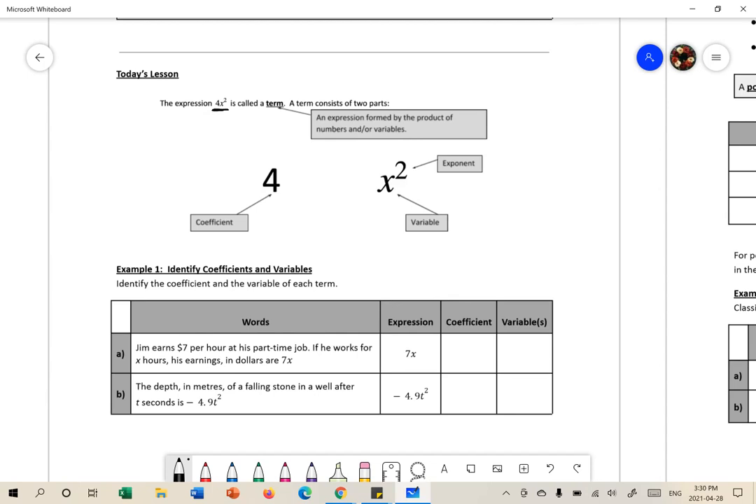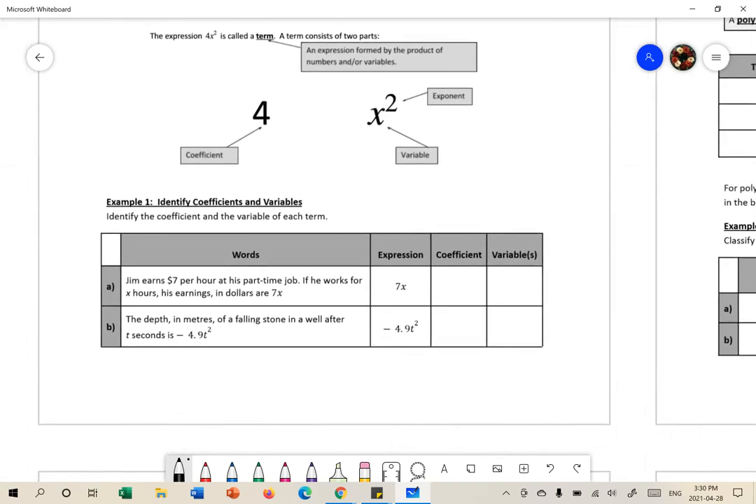Sometimes the variable may have an exponent that's greater than 1, but it may not always. In this example, we have an exponent 2. So we've labeled it as the exponent. The variable is the base. In this example, the variable is x, and the coefficient is the numerical value in front of the variable. And in this example, it's 4.